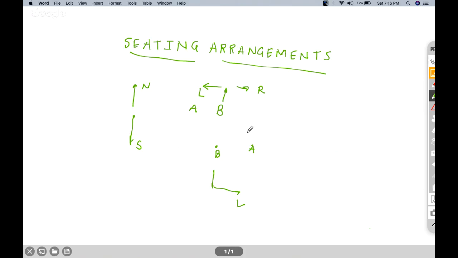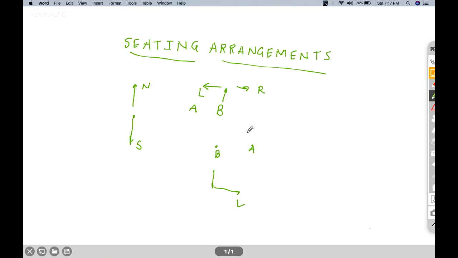Always remember, if no direction is being talked about in the question, if the question doesn't tell in which direction objects are facing, the default direction is north. If the question does not specify explicitly which direction the objects are facing, I'm again repeating, you have to assume that the objects are facing north.